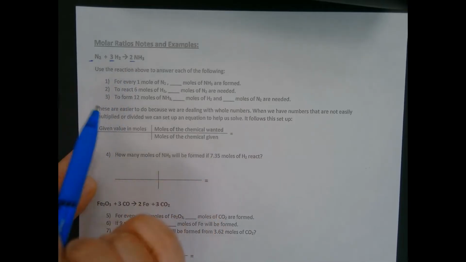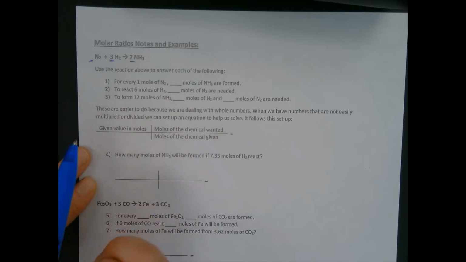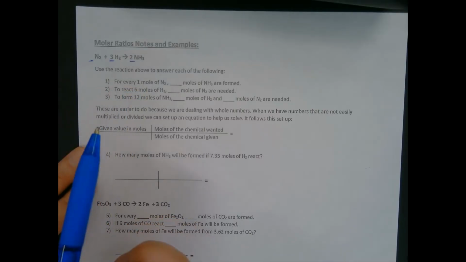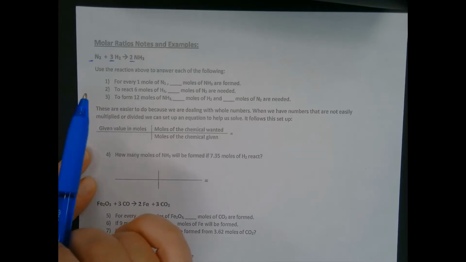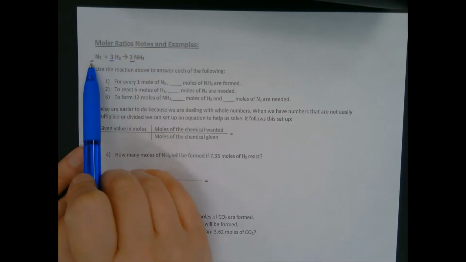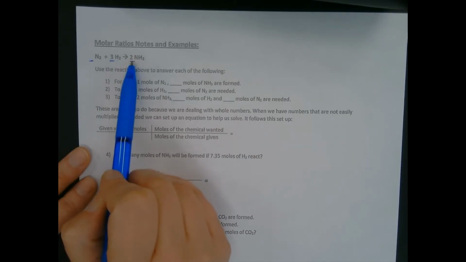This reaction will only ever occur in this set ratio. 1 molecule of N2 for 3 molecules of H2 makes 2 molecules of NH3. Okay, now, what if I said instead of 1, 3, and 2 molecules, what if I said 100 molecules of N2 for 300 molecules of H2 makes 200 molecules of NH3? Is that the same ratio? Does it still reduce to 1 to 3 to 2?